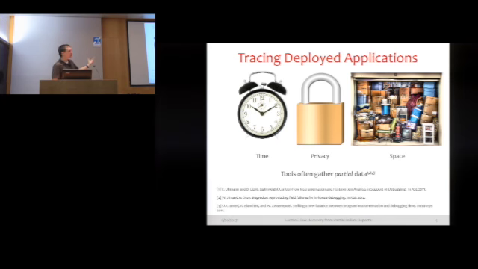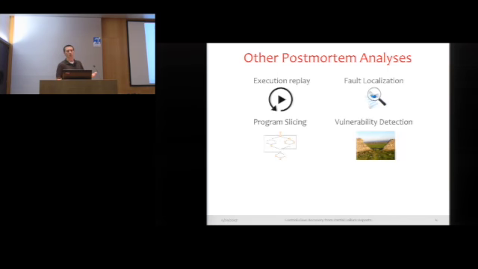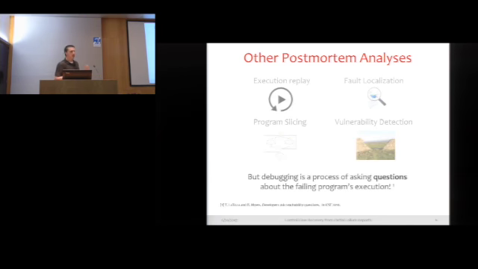So because of this, production tracing tools will often leave just fragmentary clues or just partial data about the run. And this characterization applies to the vast majority of tools for tracing deployed applications. Now, many postmortem analysis techniques exist in the literature for tasks like execution replay, localizing faults, program slicing, and so on. However, debugging is all about asking and answering questions about runs that could possibly produce observed failure data. And this is the goal I'll focus on in this talk.